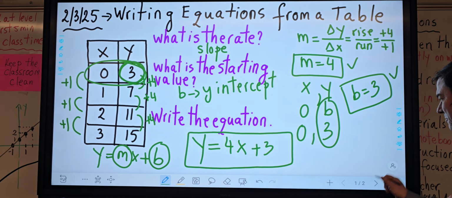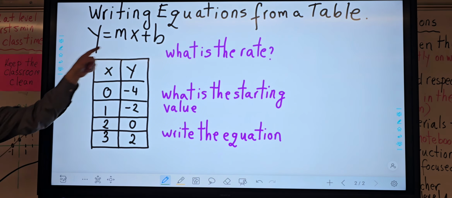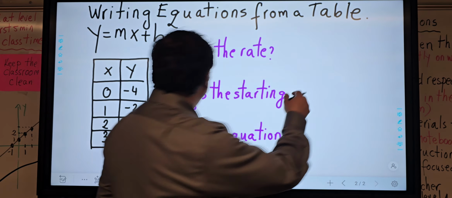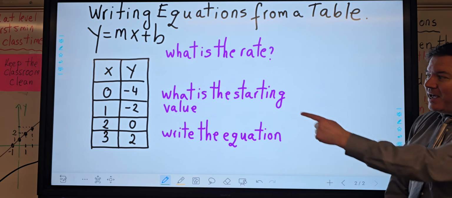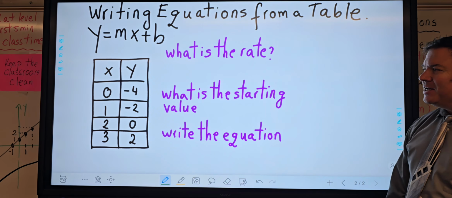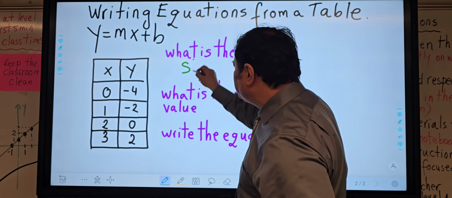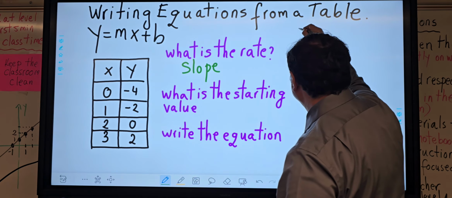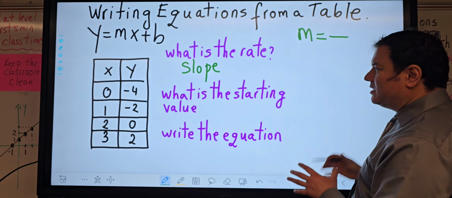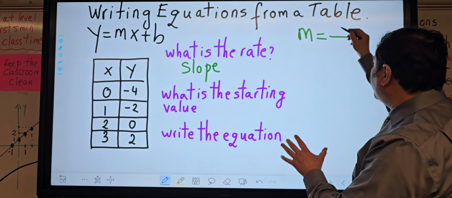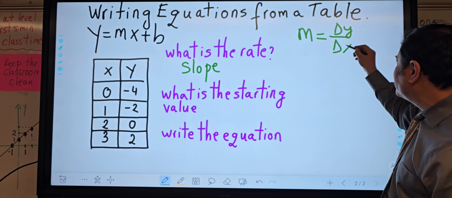Let's take a look at another example now. The same thing, write an equation from a table. We have this table here. The equation is y equals mx plus b, and we have a table of values. So again, let's take a look to see if we can find the rate or the slope. We are going to find the slope. M equals delta y, the changes in y, over delta x, the changes in x.